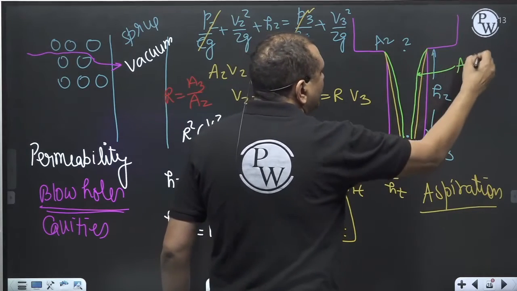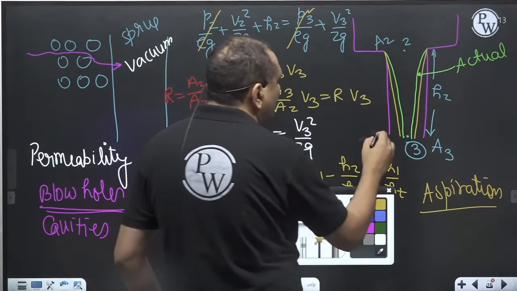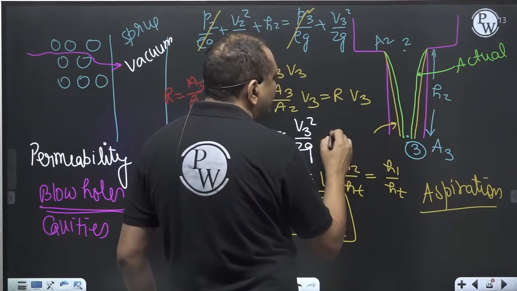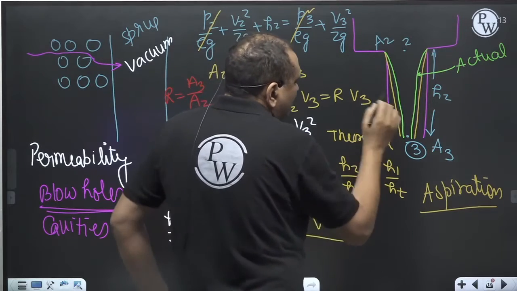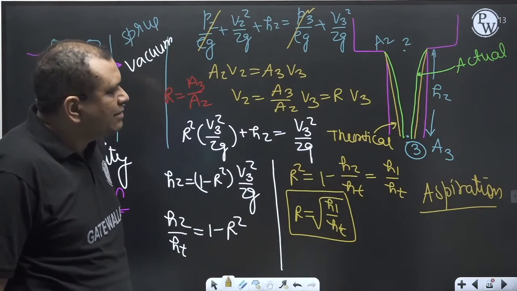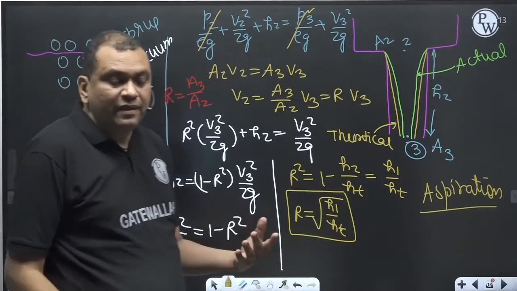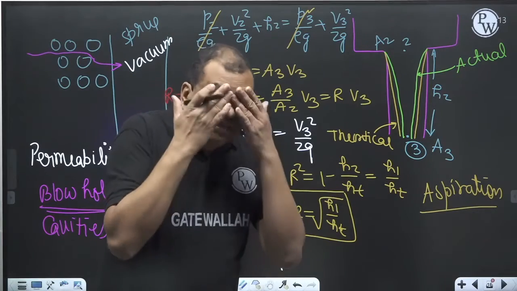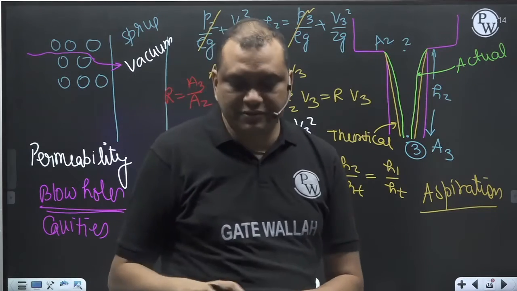This is actual. This is theoretical. Actual will be a little parabola with a little more decrease in area. Why is it so? Actual will have a little more decrease in area with a slight curve. You know why it is so?